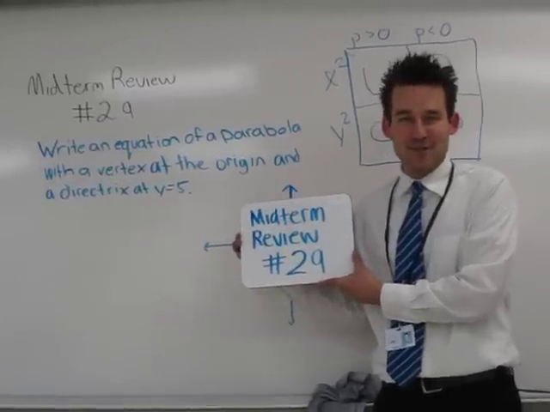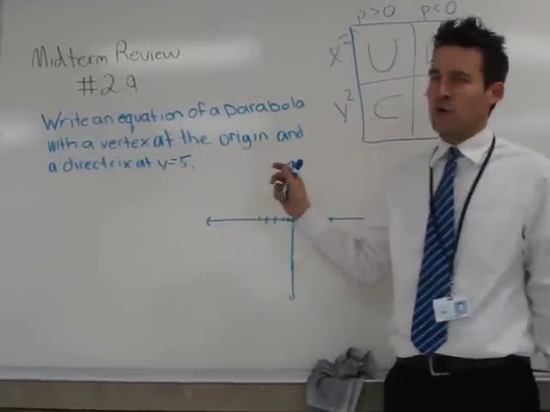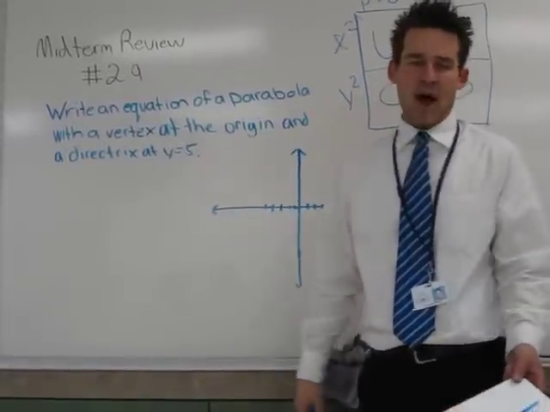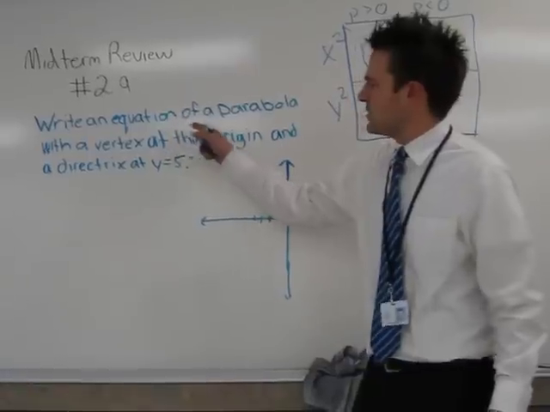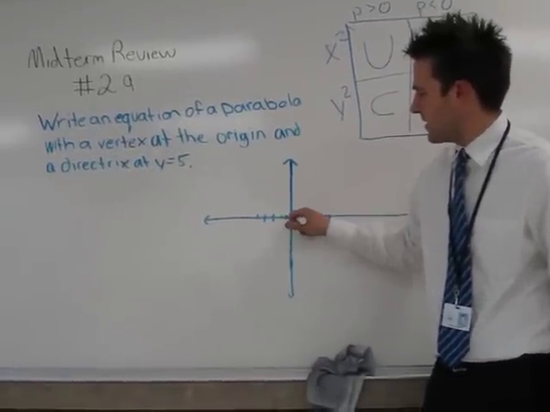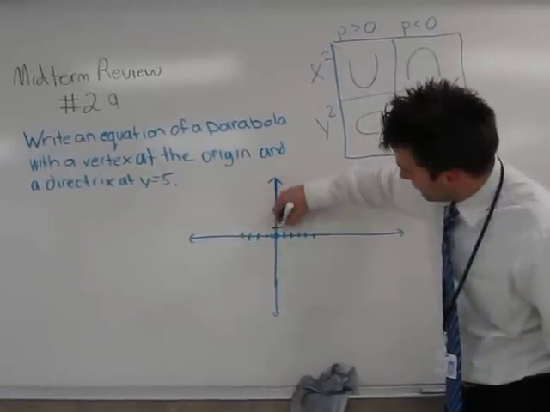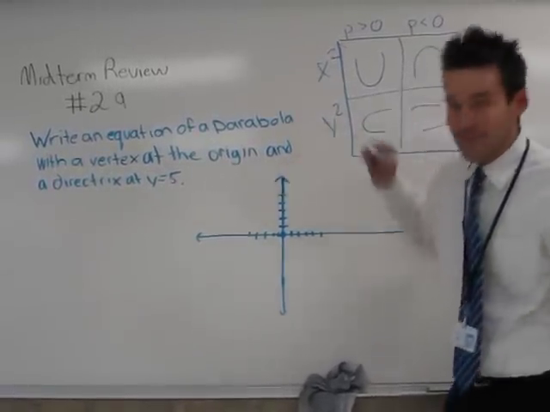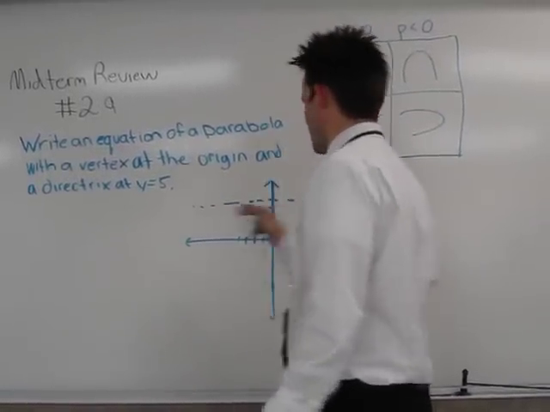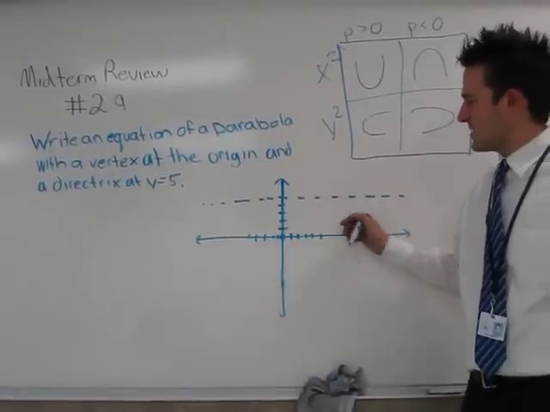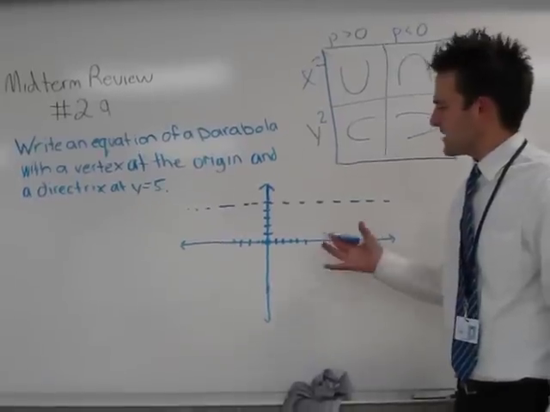Number 29 of the midterm review packet says write the equation of a parabola with a vertex at the origin and a directrix at y equals 5. Let's start by graphing the information we have. If the vertex is at the origin, that's right here, and the line y equals 5 is up here. So if that's the directrix and there's the vertex, where is the focus going to be? That's what you have to find out.